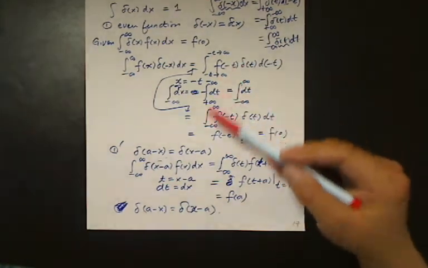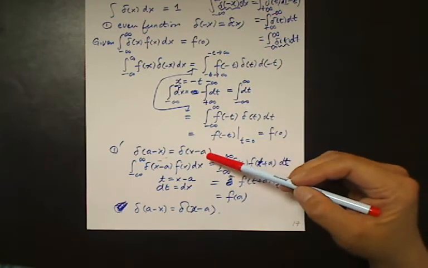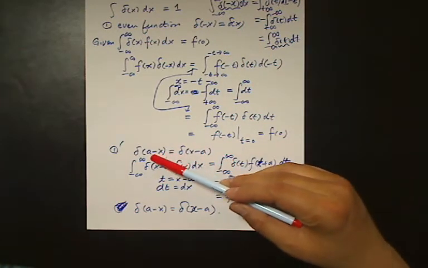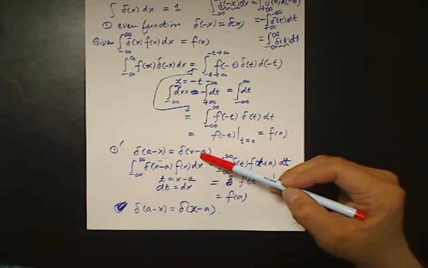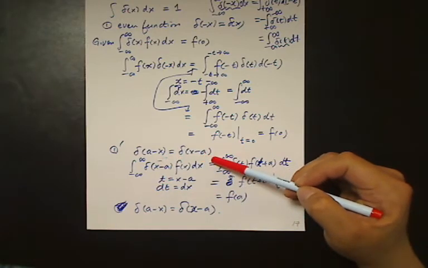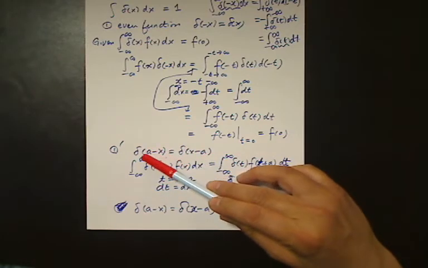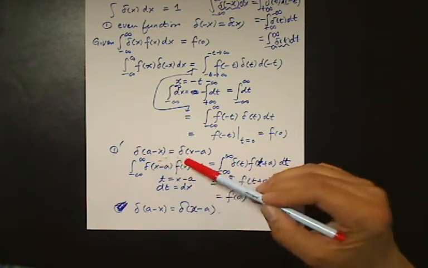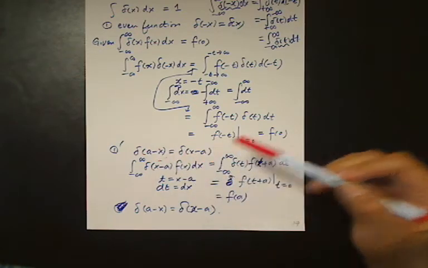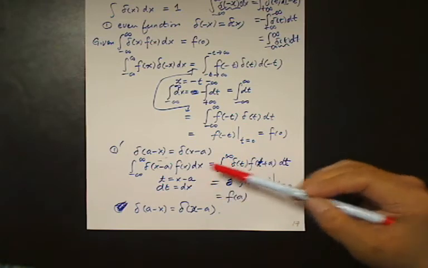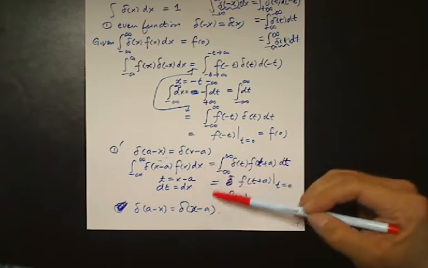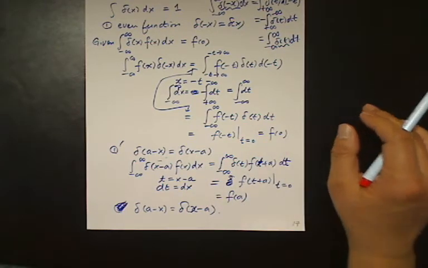A simple application of this even property is that delta of a minus x should be the same as delta of x minus a. This is just because we have put the negative sign on the argument. So this one is the same as this one. A similar proof can be made using these expressions.